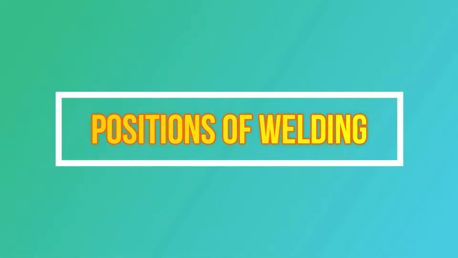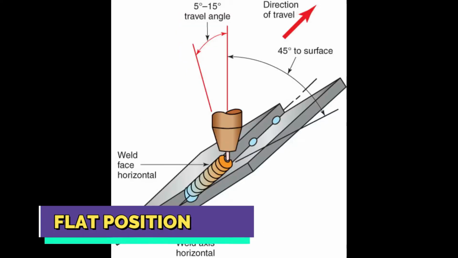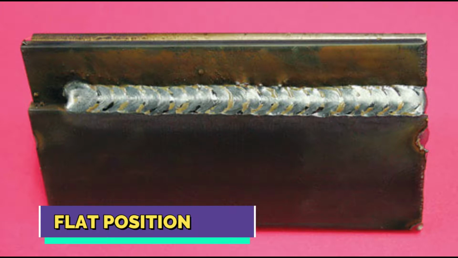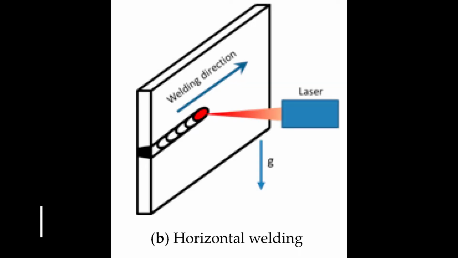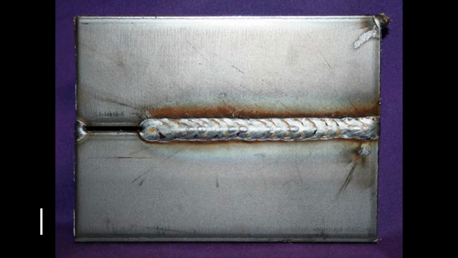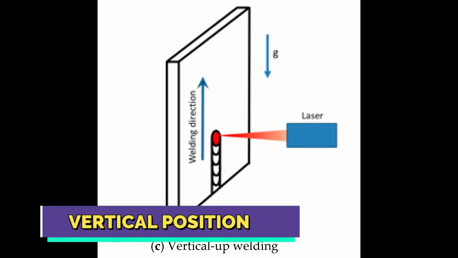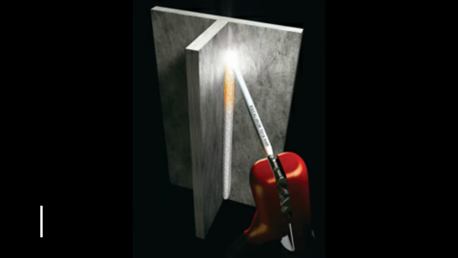Now we are going to discuss different positions of welding, in which the first one is flat position. Flat weld is almost horizontal. The metal is laid flat. This is also called downhand position welding. The next one is horizontal position, in which the axis of the weld will be horizontal. The third one is vertical position, in which the axis of the weld is almost vertical.